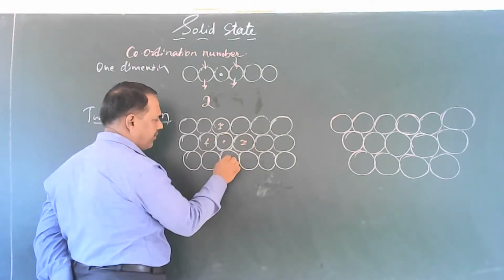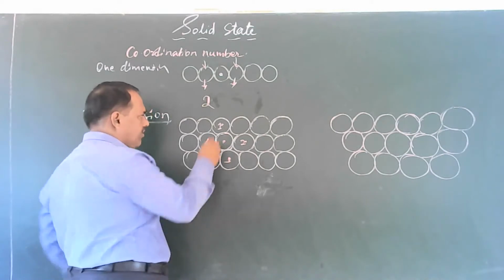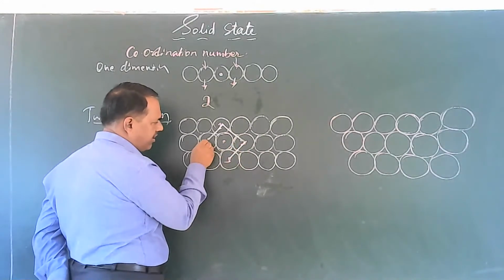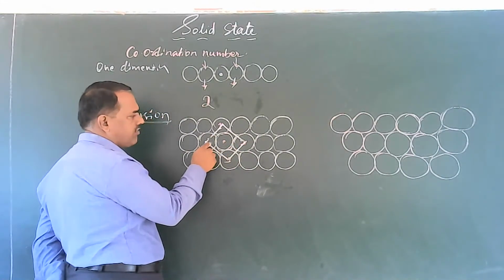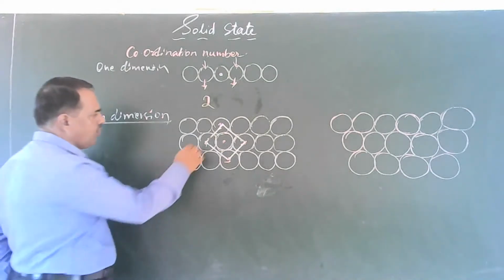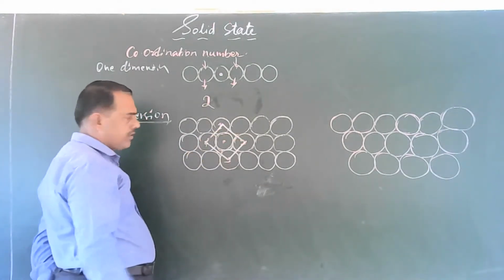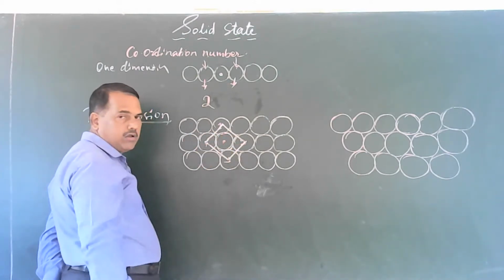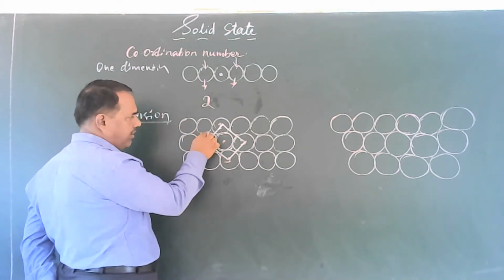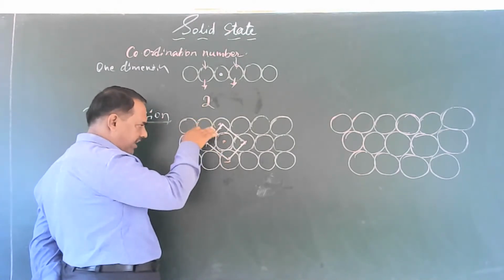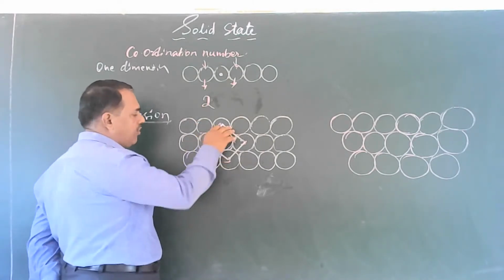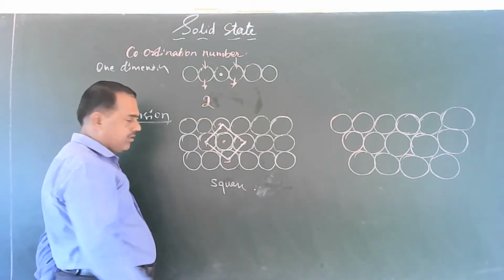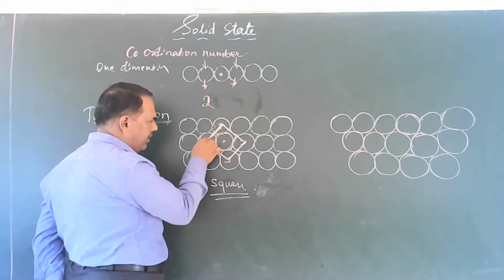See, I am going to join these points by a straight line. These points are joined by a straight line. So it is nothing but a square plane. Are you clear? It is nothing but a square. Therefore, in two dimensions, when spheres are placed exactly one below the other, the geometry of it is square. Are you clear? Understood? You will find it very clear.